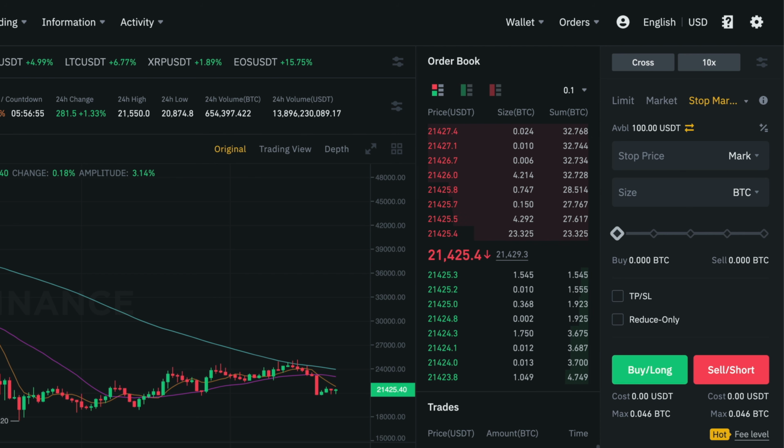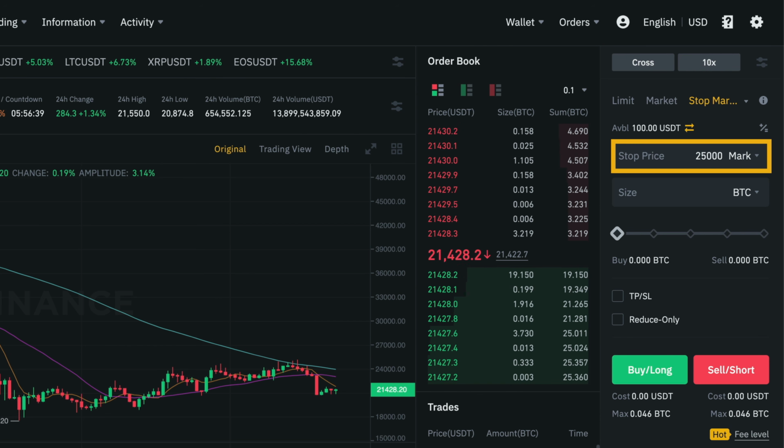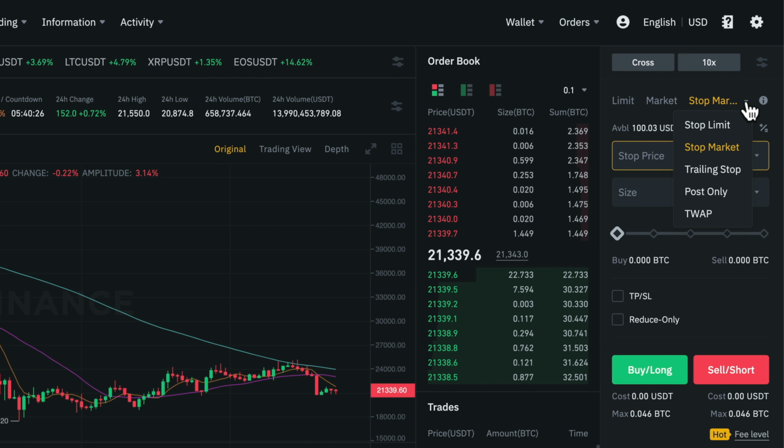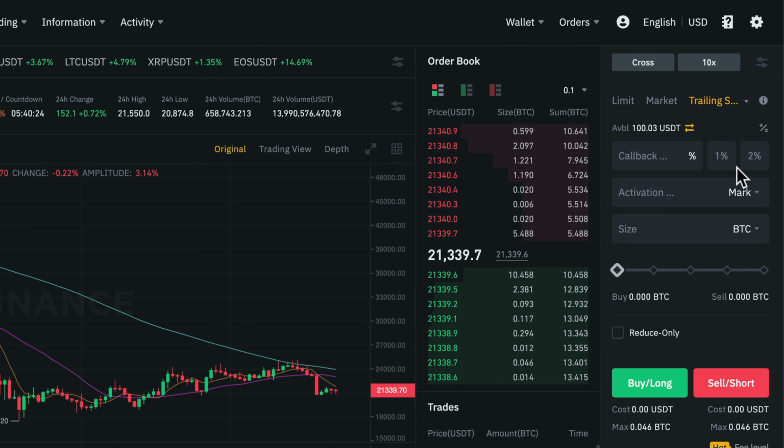There is also the stop market order. In this case, we're telling the system at what price the market order should be triggered. So as soon as our stop price is reached, our market order will be fulfilled at the currently best available price. Then we also have the trailing stop order.